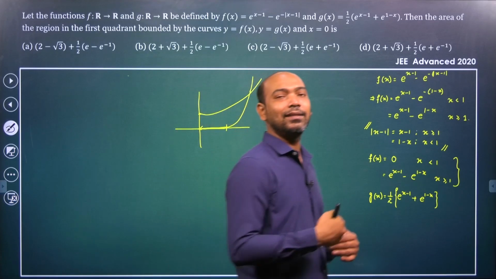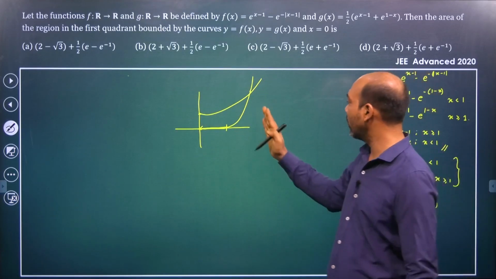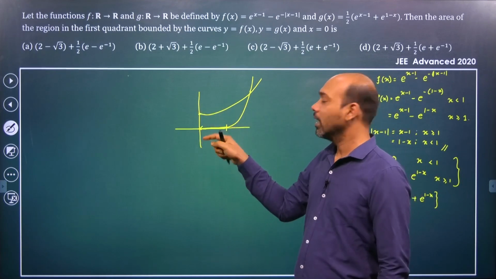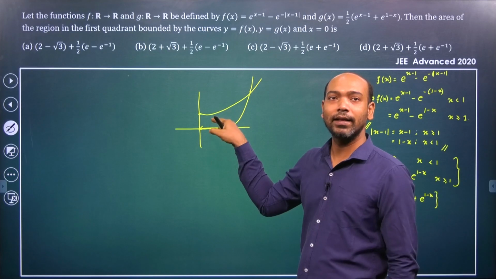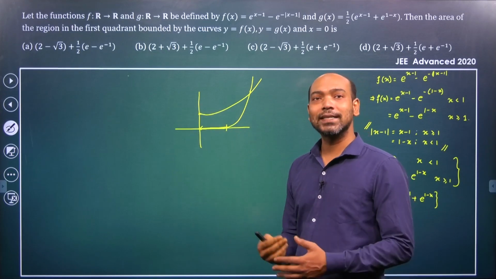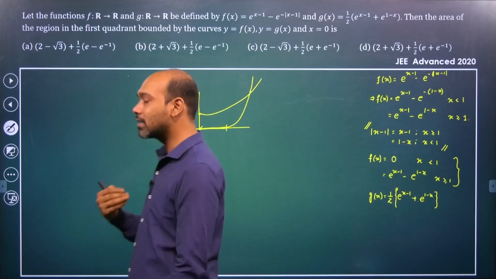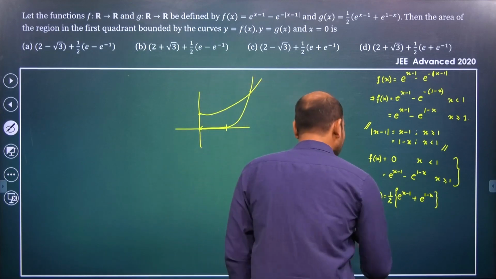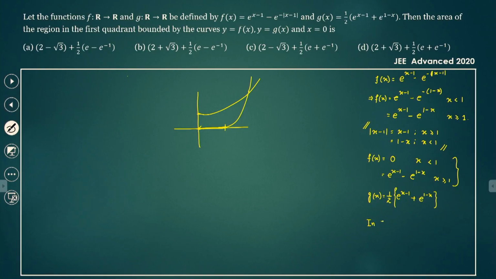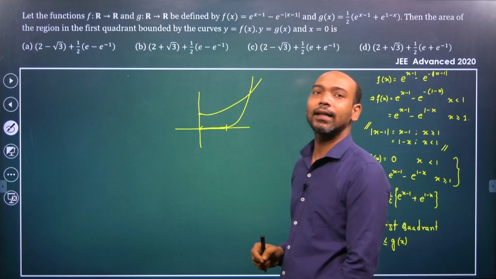Now to find the limits, x equal to 0 and the point of intersection, we see that the function g(x) is always greater than f(x). So we can say that in the first quadrant f(x) is less than or equal to g(x). We can say equal to because there is a possibility that they will intersect.